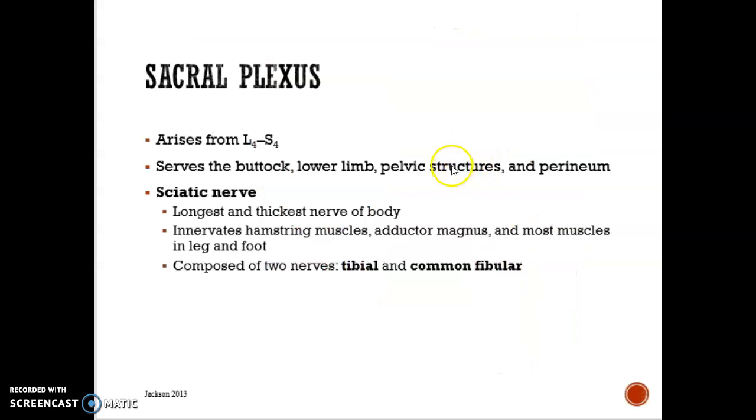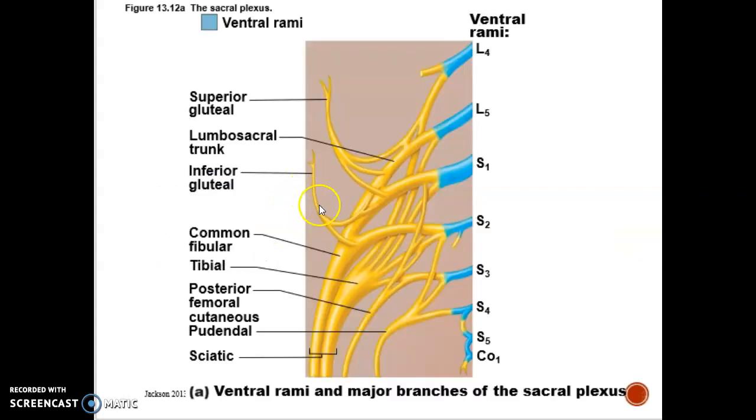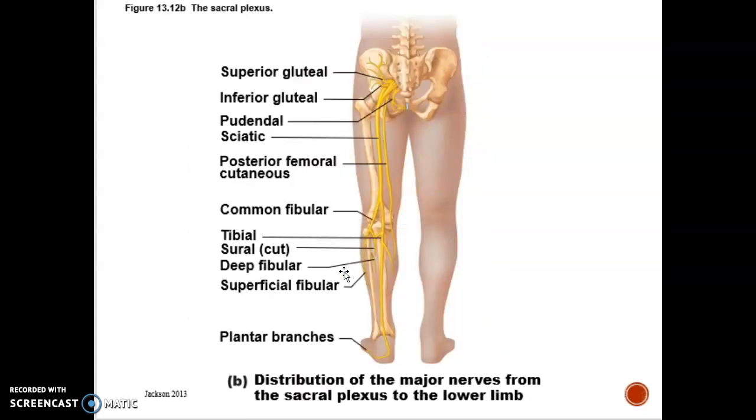The next one is the sacral plexus, and the sacral plexus is going to innervate the posterior aspect of the leg. You can see serving the buttocks, the lower limb, the pelvic structures, and the perineum. The biggest one, of course, is the sciatic nerve. Some of you have probably had some issues with your sciatics in the past. Very common for pregnant women to have issues with sciatic nerve. But you'll notice it is the biggest, the longest, the thickest nerve in the entire body. It is just a huge nerve that gets irritated sometimes and can cause problems walking.